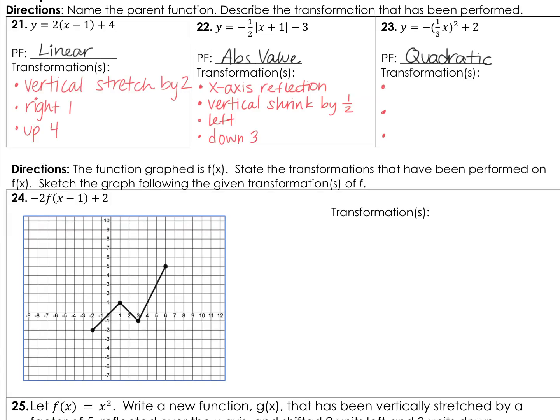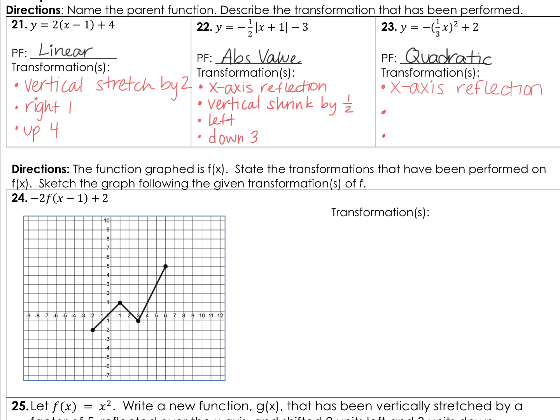What does the negative cause to happen? X-axis. Yeah, when it's a negative out in front, it's an x-axis reflection. When it's inside the expression, it would be a y-axis. Usually we do x-axis reflections. Not super common. We do a y-axis.